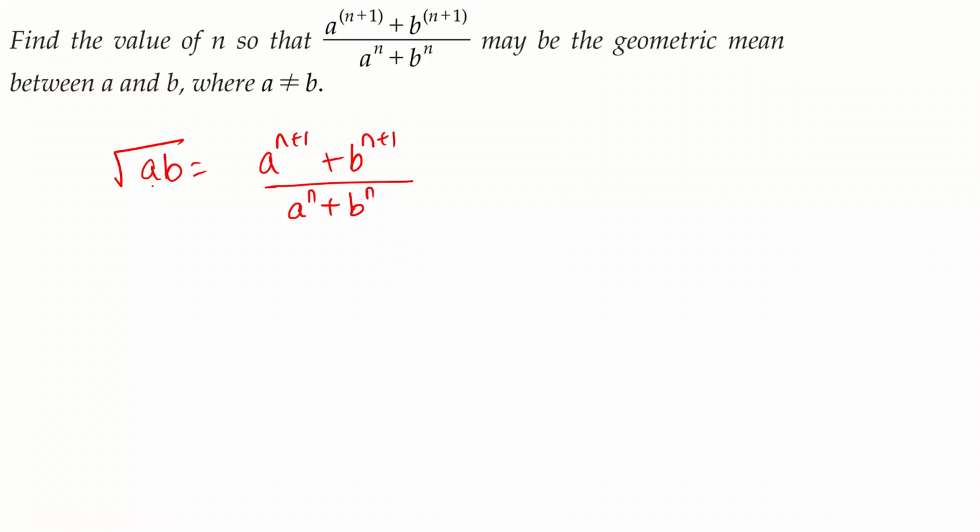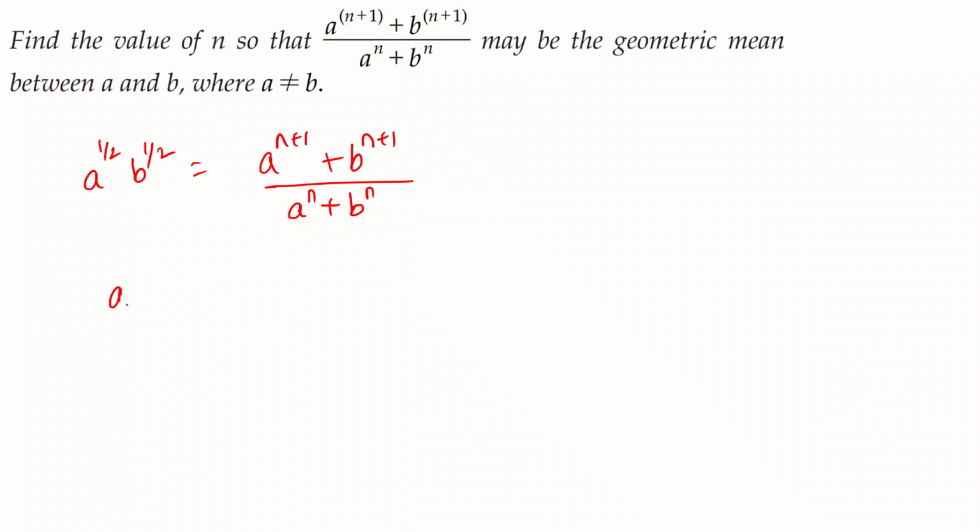I can write this root AB as a to the power of half times b to the power of half, and the left side remains as it is. Let me replace it over here itself, because I am a lazy person and I don't want to write that thing again. So a^(1/2) b^(1/2). Okay, now let's cross multiply.